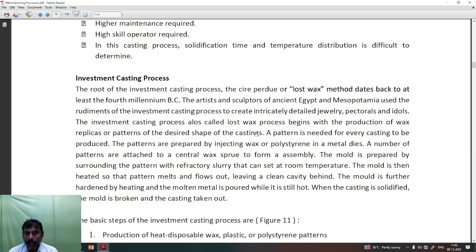To form the assembly, the mold is prepared by surrounding the pattern with refractory slurry that can set at room temperature. The mold is then heated so that the pattern melts and flows out, leaving a clean cavity behind. The mold is further hardened by heating, and the molten metal is poured while it is hot. When the casting is solidified, the mold is broken and the casting taken out.